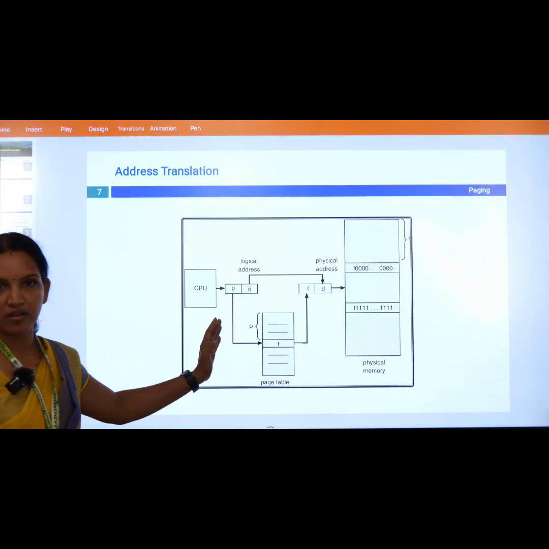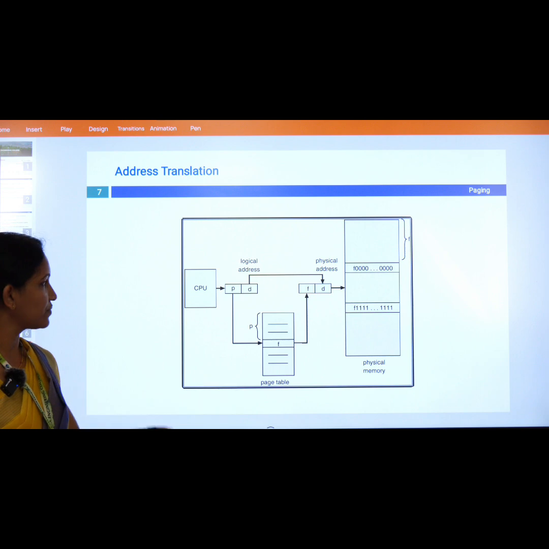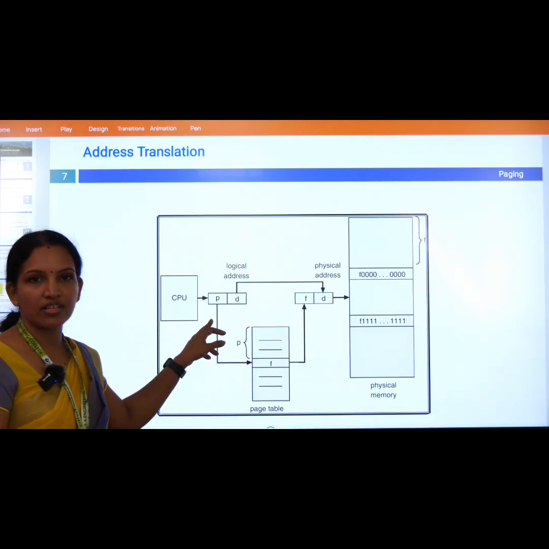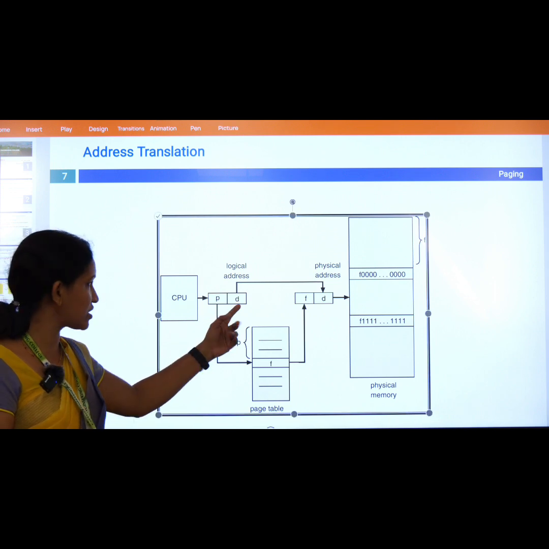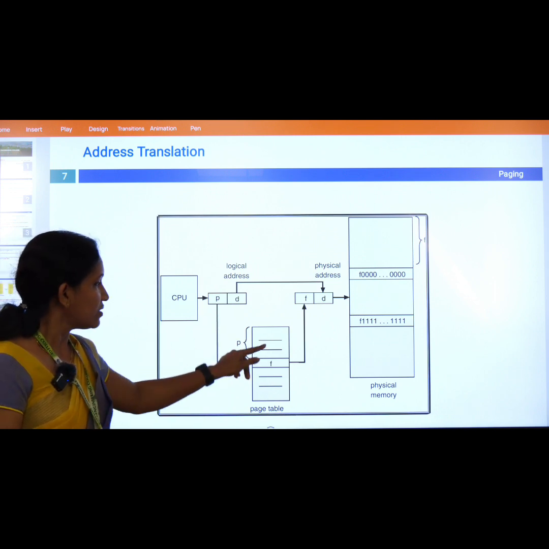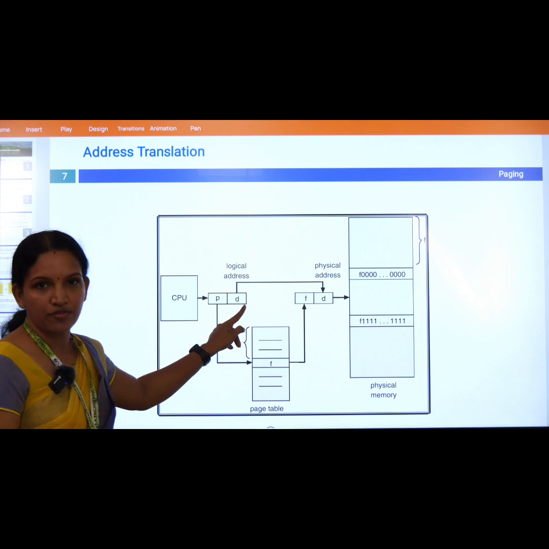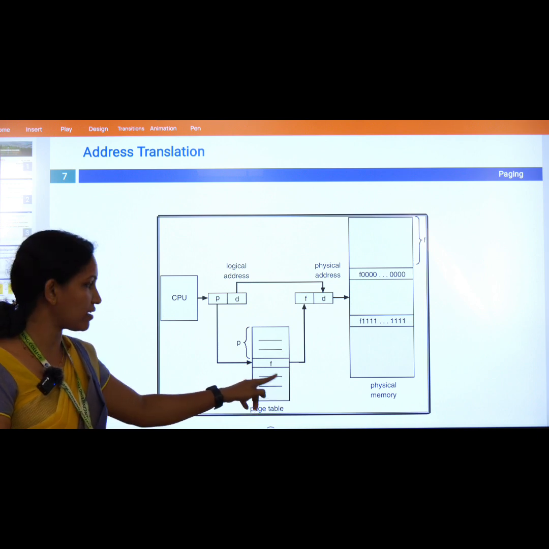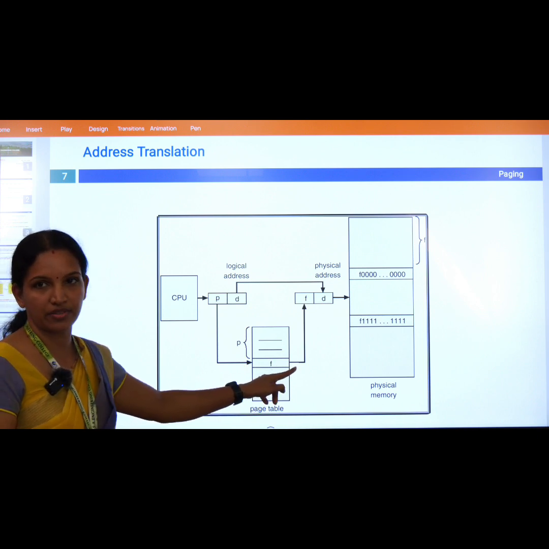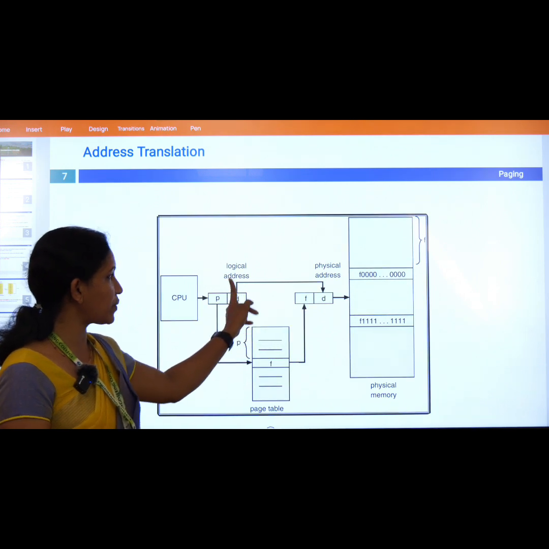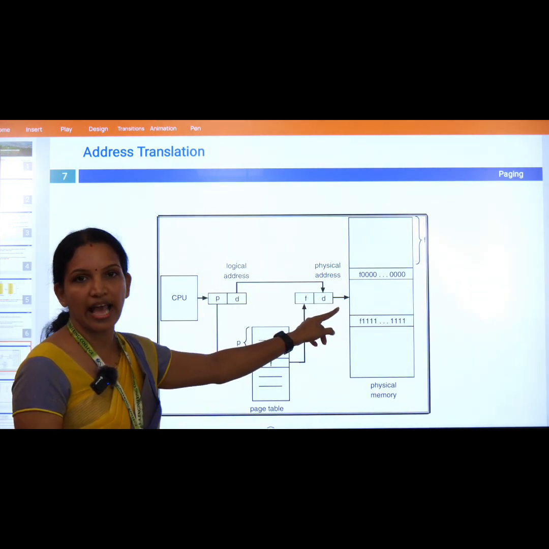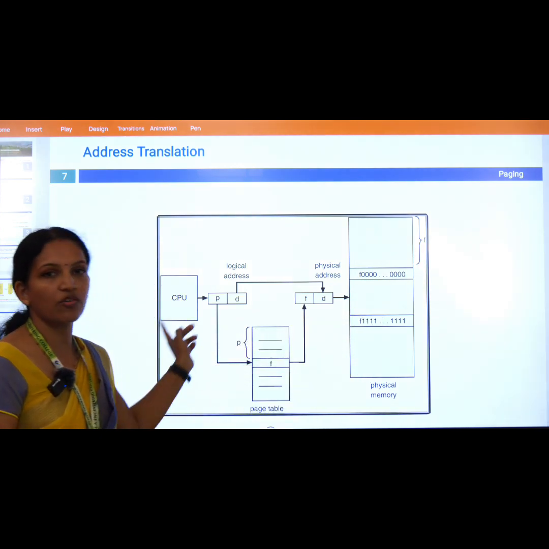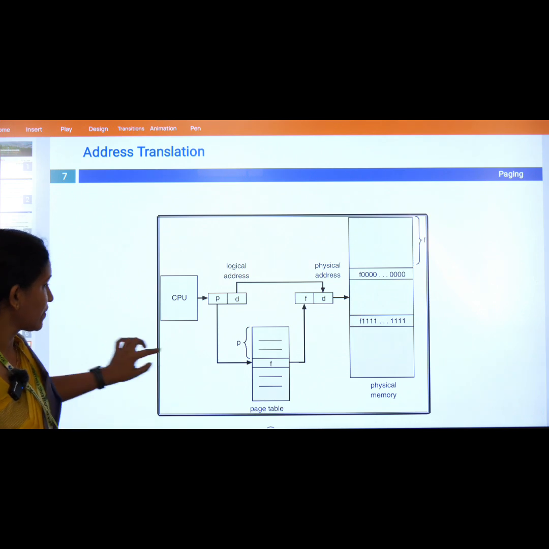So this is the diagrammatic representation of that address translation from logical address to physical address. See here, the CPU generates the address which is known as logical address or virtual address, which is divided into two parts, a page number and an offset. Here the page number is used as an index to the page table from where the corresponding frame number is retrieved. This frame number will be combined with the offset to generate the actual physical address in memory. Here it is represented as binary values. This is how the overall address translation happens.